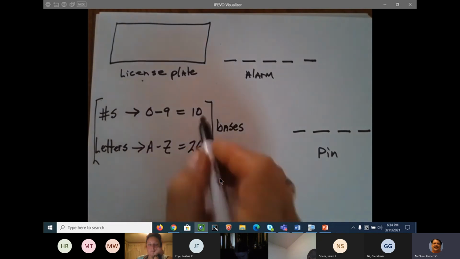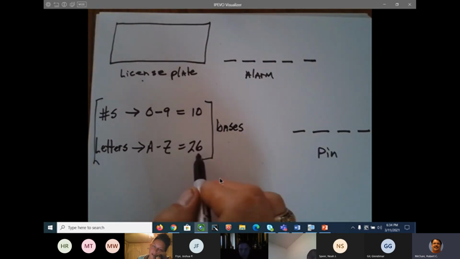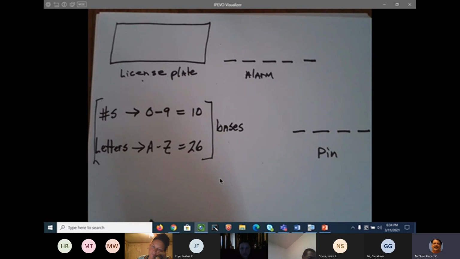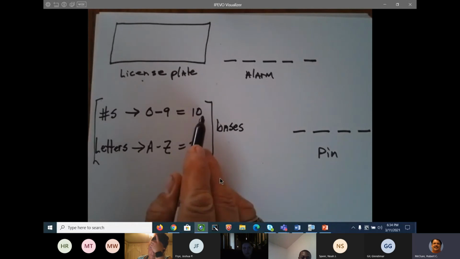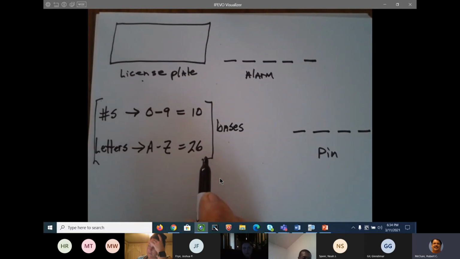You're either going to have a base of 10 or you're going to have a base of 26. Because can we use anything else? Now, we could use those funky symbols. You could put those in there, but you got to know how many there are. So in most of these questions, everything is going to be based on numbers or letters.